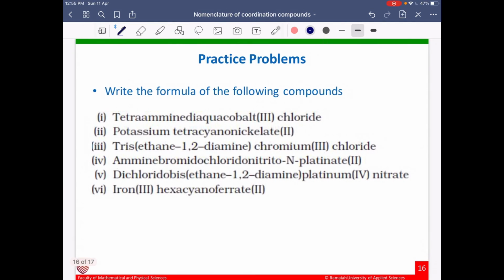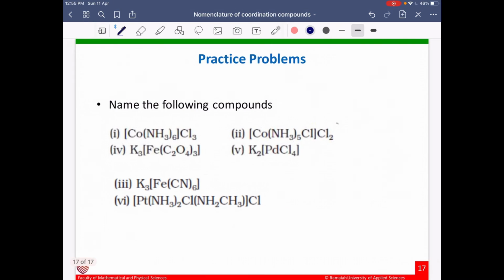Another example: write the formula of the following compounds. Tetraamminediaquacobalt 3 chloride, potassium tetracyanonickelate 2, tris(ethane-1,2-diamine)chromium chloride, amminebromidochloridonitrito-N-platinate 2, dichlorobis(ethane-1,2-diamine)platinum 4 nitrate, iron 3 hexacyanoferrate. These compounds also you should be able to write the formula for.